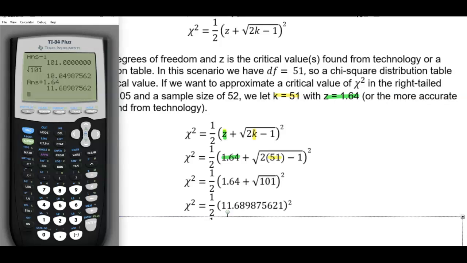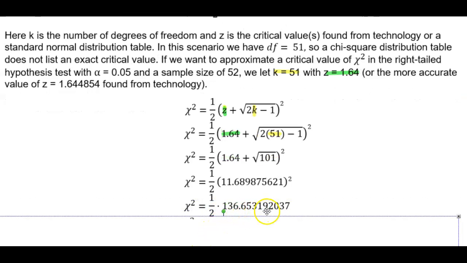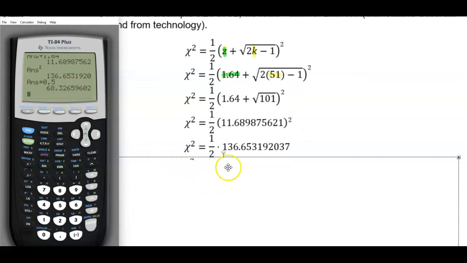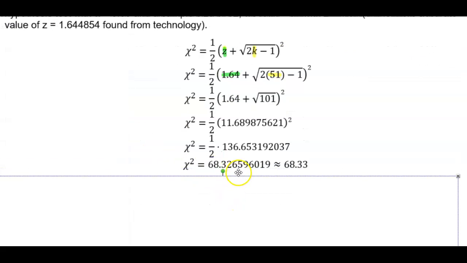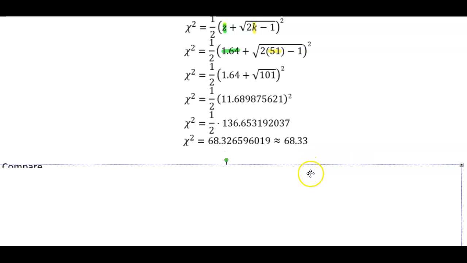Now I'm going to follow again the order of operations. I want to square that number, so I hit square and press enter, and it gives me 136.65319237. Then I'm going to multiply it by 1/2, so I hit times and multiply the answer by 0.5. It gives me 68.32659619, which is 68.33 rounded to 2 decimal places.